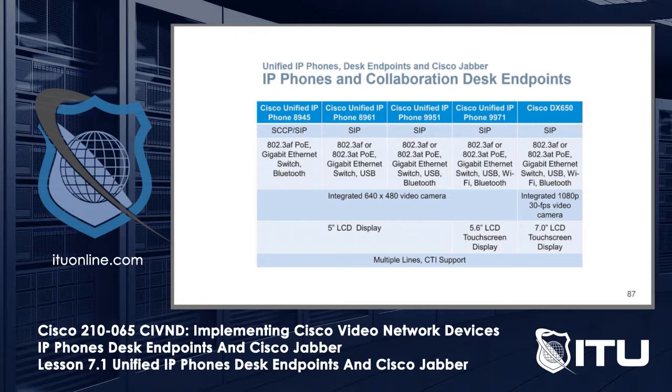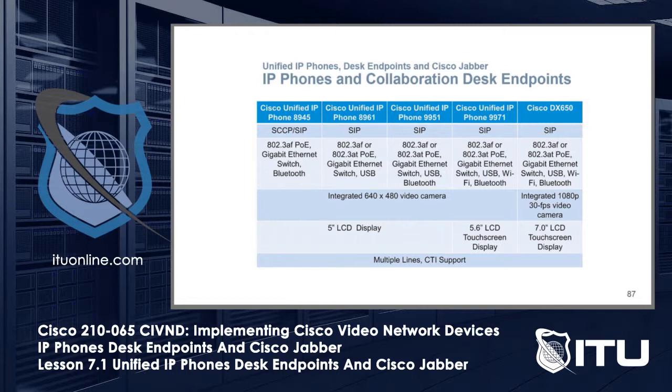The 8961, a little bit larger footprint, some more options, feature buttons and whatnot. It is a SIP-based phone, and it's also going to support the 802.3af PoE functions and gigabit Ethernet. It has a USB connection on it as well. Notice that all of these phones, with the exception of the DX650, which has a high-resolution display, have fully integrated 640 by 480 video cameras.